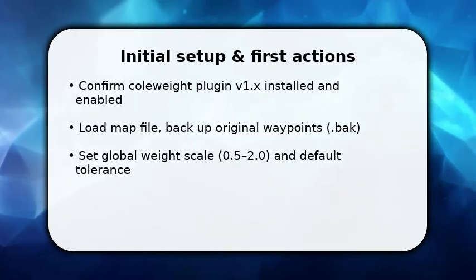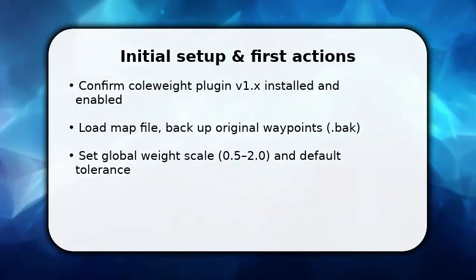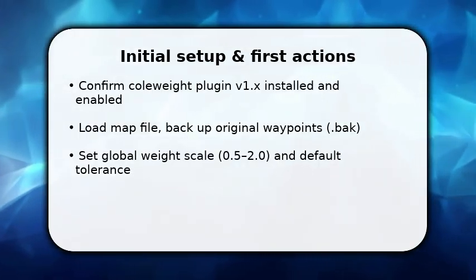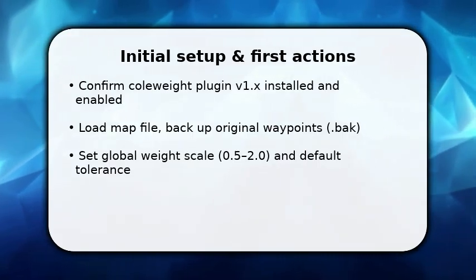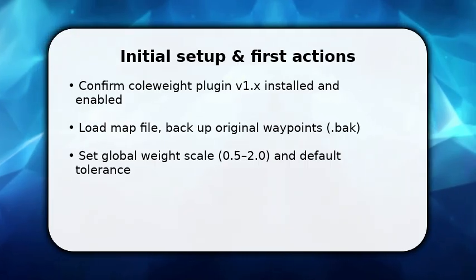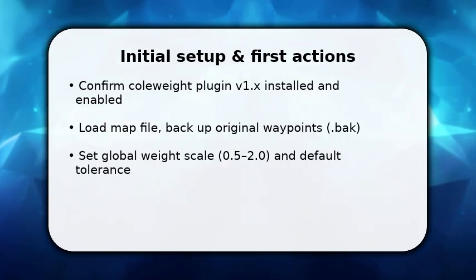Next, set the global weight scale, typical range 0.5 to 2.0, and choose a default tolerance to control waypoint snapping. Make sure to enable ordered mode now. That establishes the index sequence you will edit in the next steps.